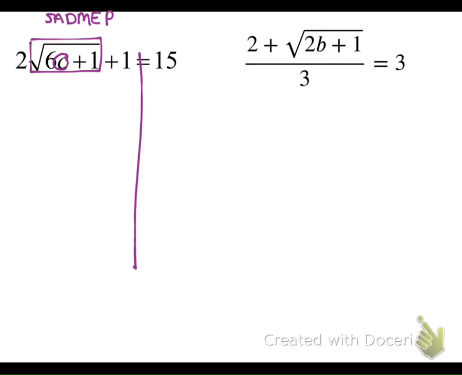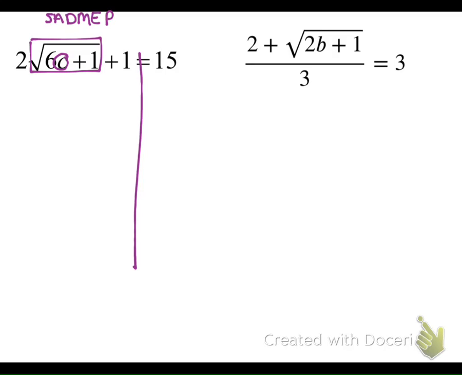Now, I have 2 other numbers, the 2 and the 1, on the outside of that box that I'm going to have to get rid of. Which one am I going to get rid of first and why? How do you know? If I'm going to get this square root by itself, I have to get rid of the 2 and the 1. But which one am I going to get rid of first? The 1. And how do we know that, Alex? You're right, because we're going to follow SADMAP.